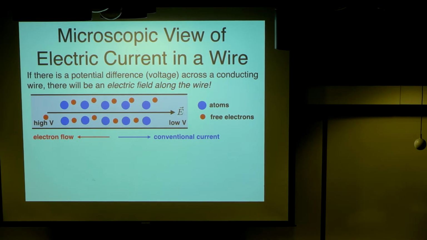For that, would that be a negative potential difference, like going from high to low? Yeah, in this direction, yeah. Yeah, it would be. Okay.